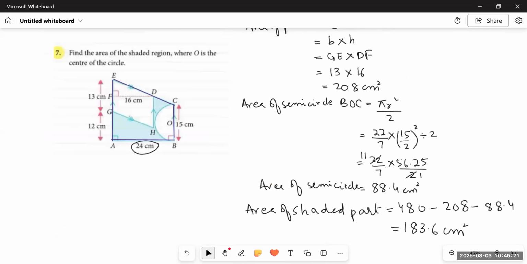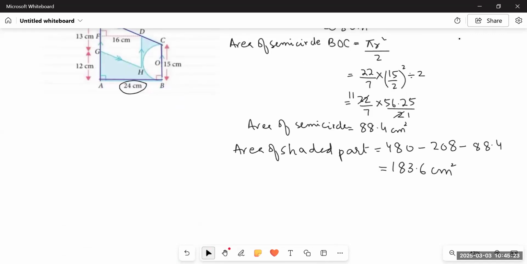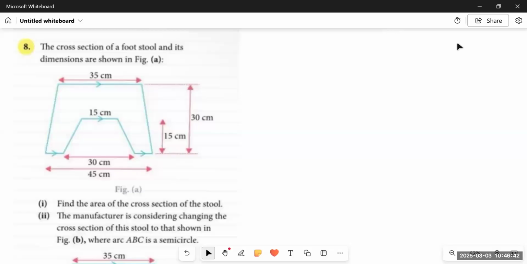And when we subtract it from the areas of the parallelogram and that of the semicircle, the final answer would be 183.6 centimeters square. Or when you round it up, it would become 184 centimeters square. Now in the next question, it's a very interesting question. You have to be very careful while doing this question.